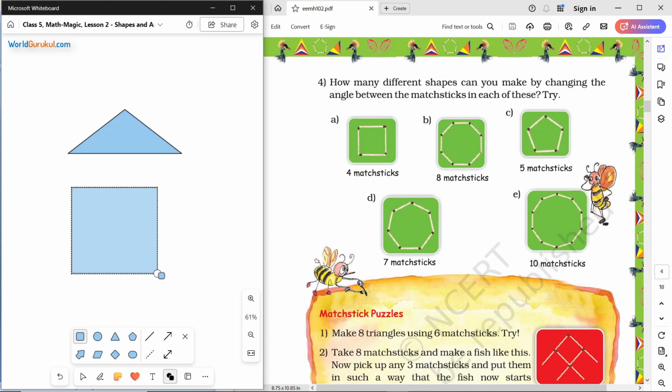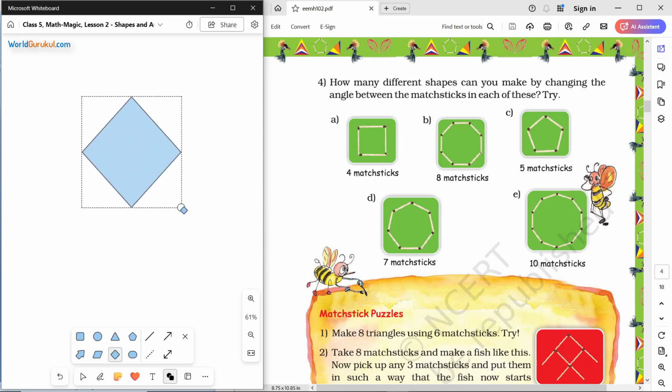So what is shown here is a square. Suppose they're all equal, right? If the matchsticks are equal, then we cannot make any other shape with this, right? So let us say we have a shape. This is a diamond shape and it has four sides. So we'll change the angles. Right now all the inside angles are equal.